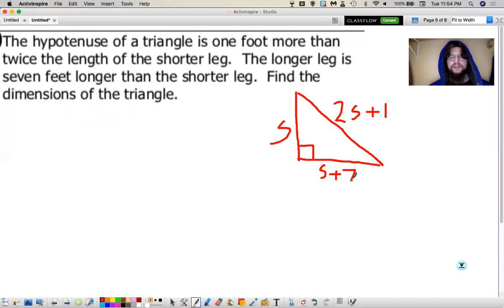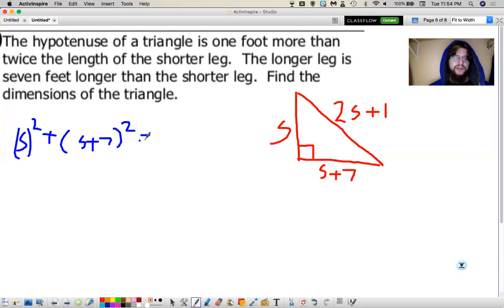Find the dimensions. So it's a right triangle. What can we do with a right triangle? Pythagorean theorem. A squared plus b squared equals c squared. Make sure your hypotenuse is c. So this one's going to take a bit more than the others. s squared plus (s plus 7) squared equals (2s plus 1) squared. Yes, I put it in parentheses on purpose.